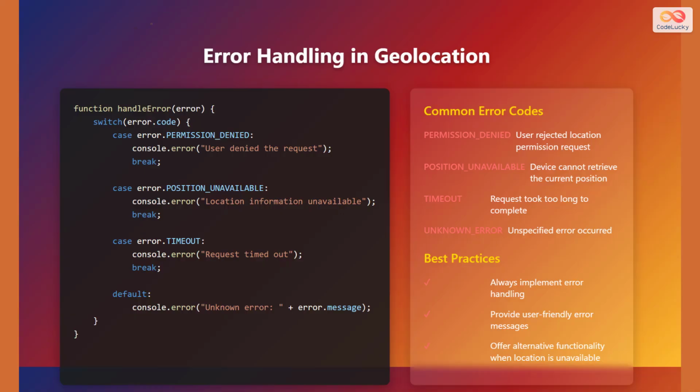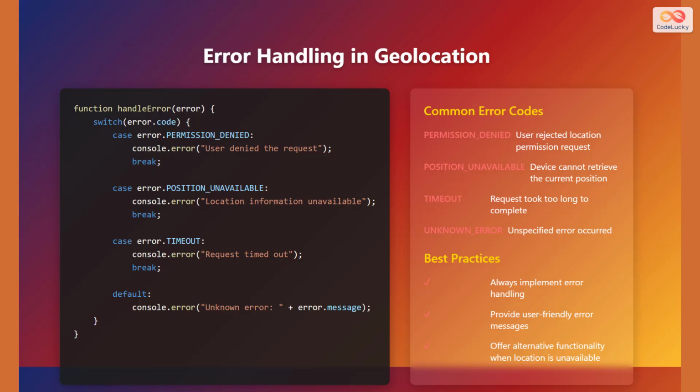Error handling is crucial in geolocation to manage potential issues. Here is an example of how to handle errors in geolocation. The handleError function takes an error object as input. Using a switch statement, it checks the error code and logs an appropriate message to the console. For example, it handles permission denied, position unavailable, timeout, and unknown error cases.